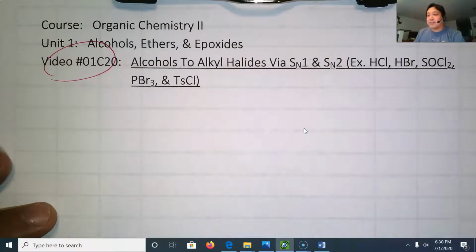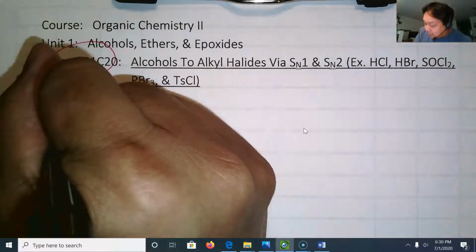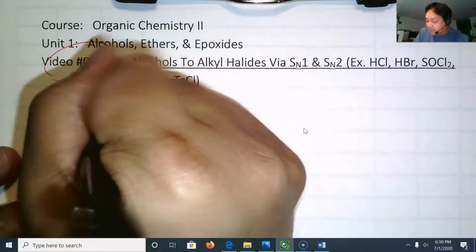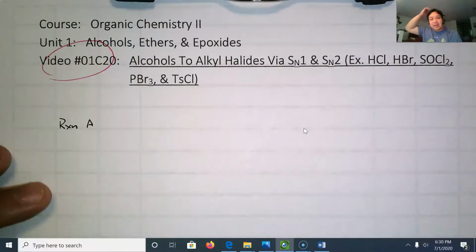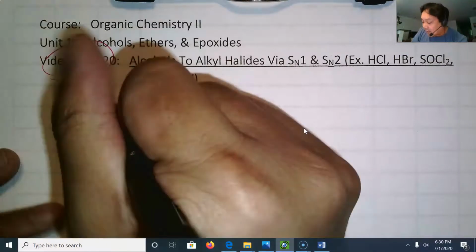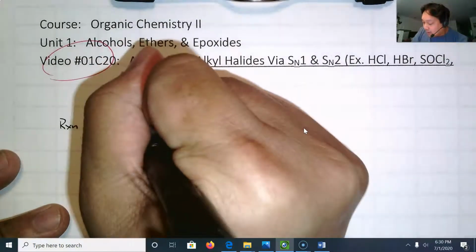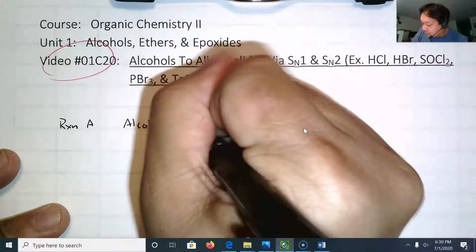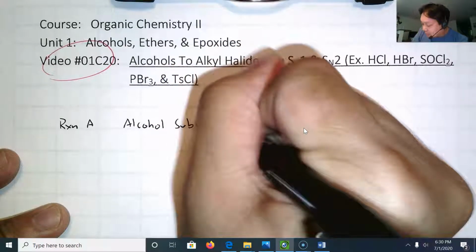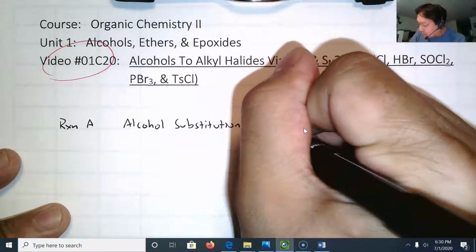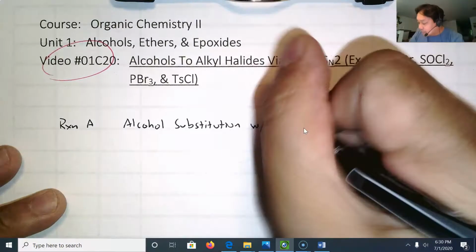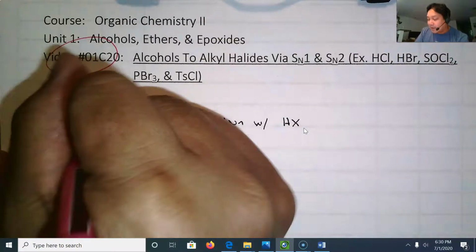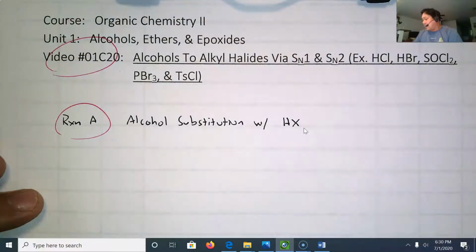Let's just get right into it. I'm going to note my reactions A, B, C, D, etc. So we'll start with reaction A, and we're going to call this alcohol substitution with HX. That could be HCl or HBr.